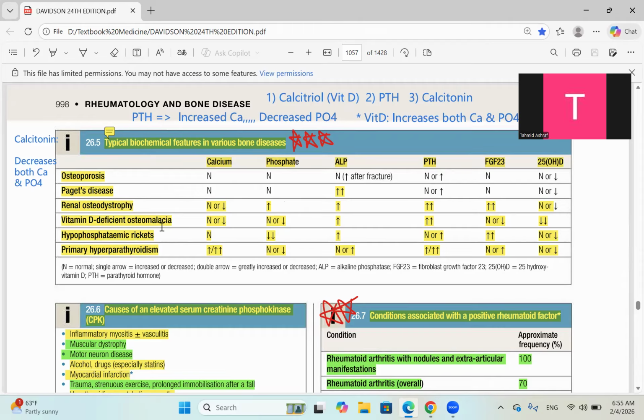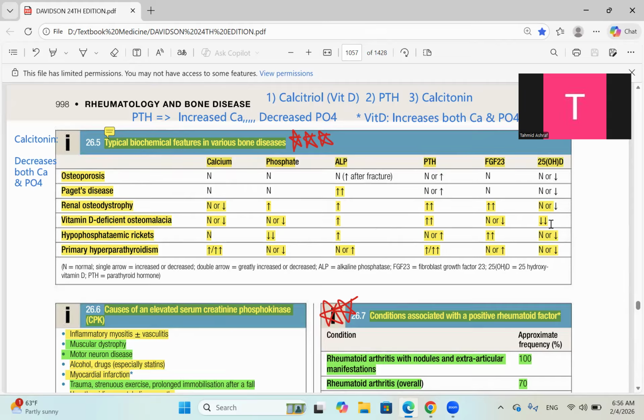So when you have vitamin D deficiency, you will have a decreased level of both calcium and phosphate. The calcium level is decreased, the phosphate level is decreased. The alkaline phosphatase level will increase as a response to this decreased calcium and phosphate. The parathyroid hormone levels will increase. That is also a compensatory response to the diminished calcium level.